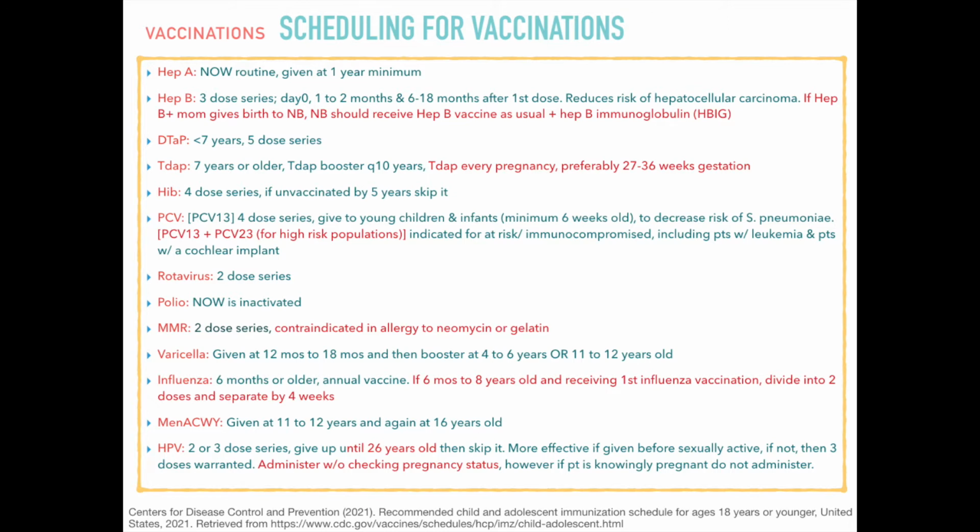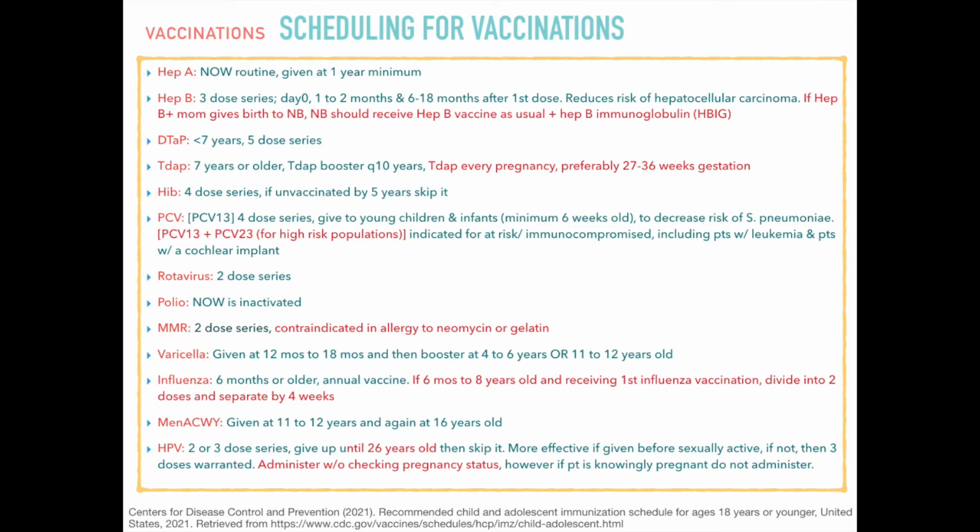The DTaP is for less than 7 years. Tdap, that's the one that we are probably more familiar with. It's given at 7 years or older, and then a booster every 10 years. And every pregnancy, preferably between 27 and 36 weeks, should get a Tdap.